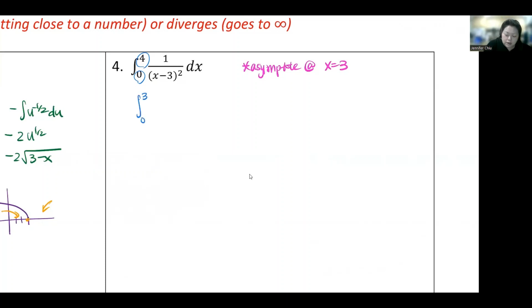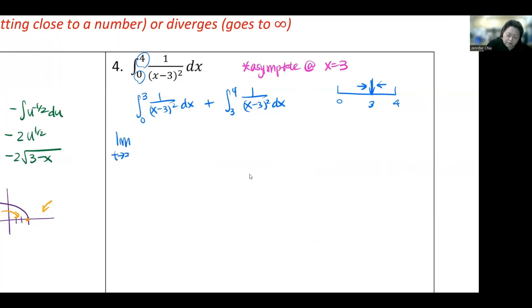You've got to go from 0 to 3 of 1 over (x minus 3) squared dx, and then go from 3 to 4 of 1 over (x minus 3) squared dx. So remember, your interval of 0 to 4 now got broken up into 0 to 3 and 3 to 4. Because your asymptote is right here where the 3 is, the first interval will be heading to 3 from the left side, and the second interval will be heading to 3 from the right-hand side. So this will be the limit as t approaches 3 from the left side, 0 to t, 1 over (x minus 3) squared dx. And then this one will be heading to 3 from the right-hand side, t to 4, 1 over (x minus 3) squared dx.